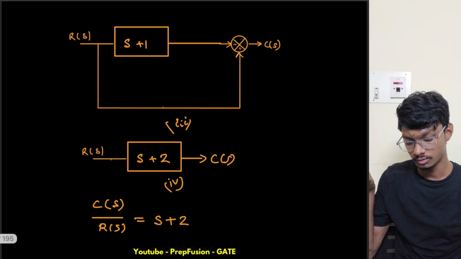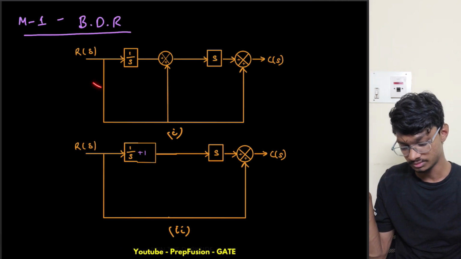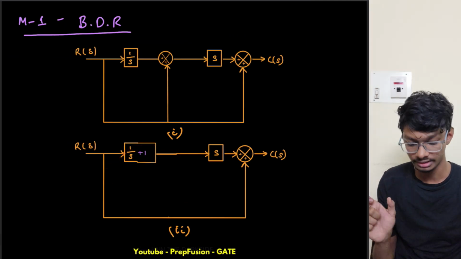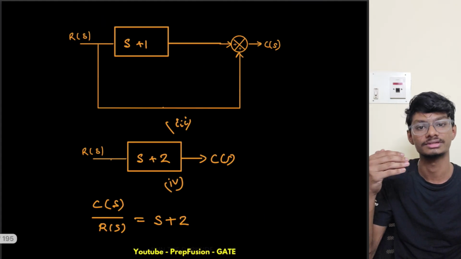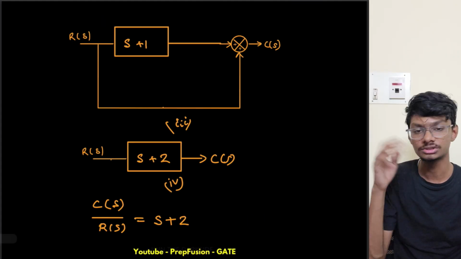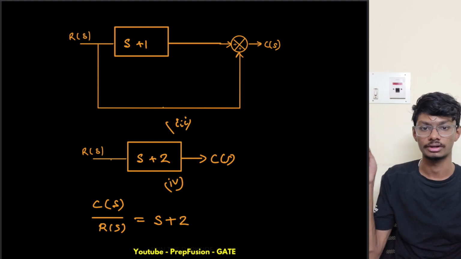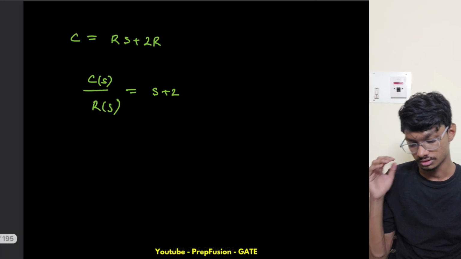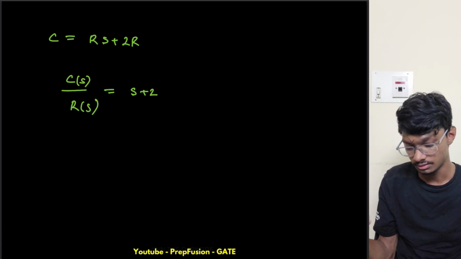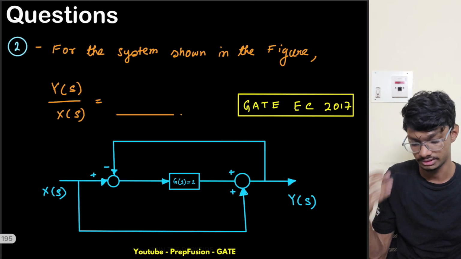What do you do? Reduce the complex block diagram to something simpler, then you use the equations. That combination you can also do. First reduce the block diagram, then use equations, okay? So this was method 1. This was question 1. Let's come to question 2.